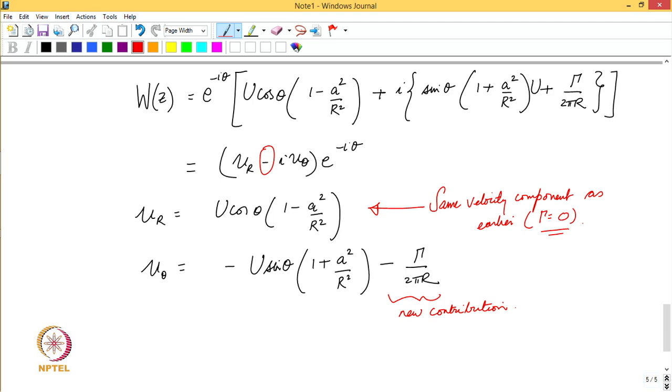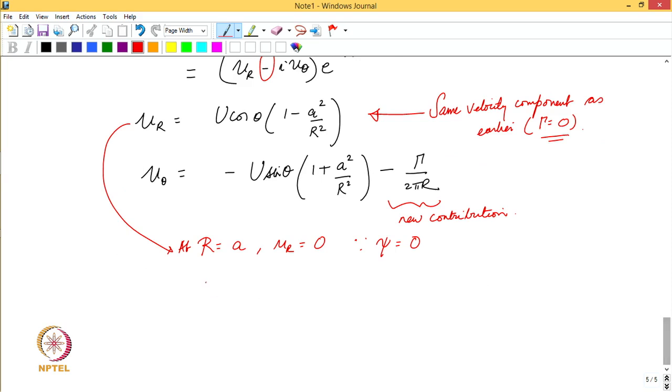All right. Now, a thing that we can easily verify is that when we take this component at r equal to a, we have u r to be 0. So, there is no radial component, right, that is also expected because psi would be 0 and it is a constant stream function line r equal to a. So, that is logical that u r is 0, but what about u theta at r equal to a?